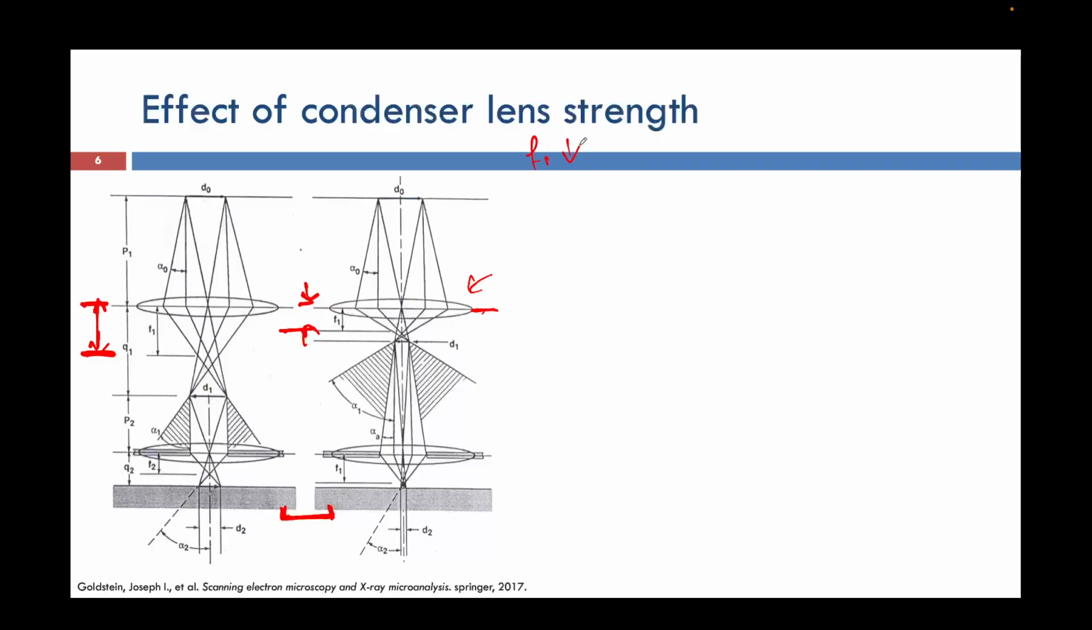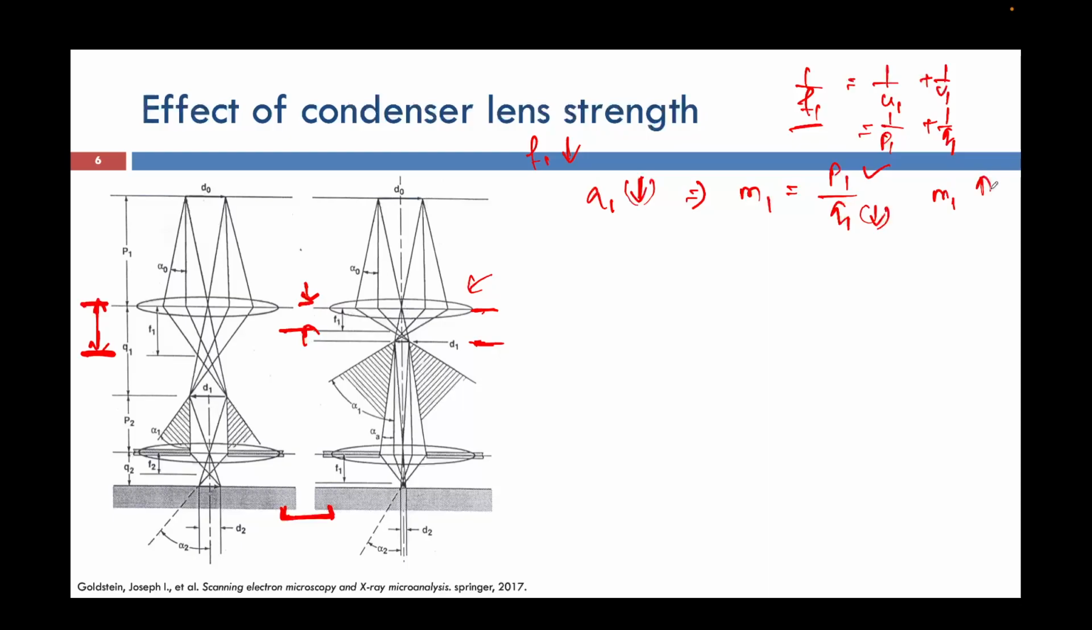Since your F1 will decrease, we know the lens equation: 1 by F1 is equal to 1 by U1 plus 1 by V1. In this case, 1 by P1 plus 1 by Q1. If your F1 will decrease, similarly your Q1 will also decrease, right? If your Q1 is decreasing, then it will give the demagnification, we are going to talk about demagnification, P1 by Q1. Your Q1 is decreasing, P1 is as it is. That means your M1 will increase, right?